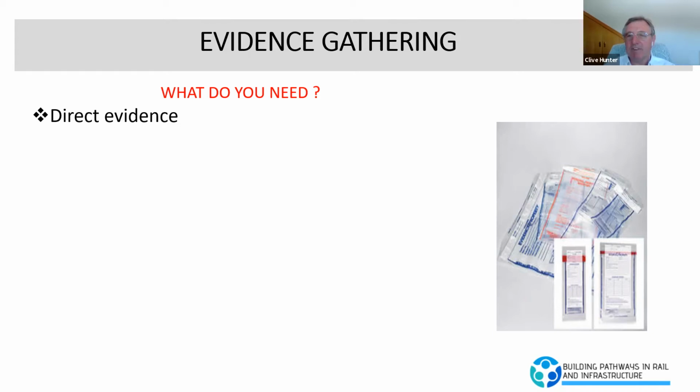Anybody? From the scene of the incident. So that's direct evidence. Everything which is there in physical presence at the time of the incident when it occurred is direct evidence. We also have things which are called indirect evidence. What could be something of indirect evidence?